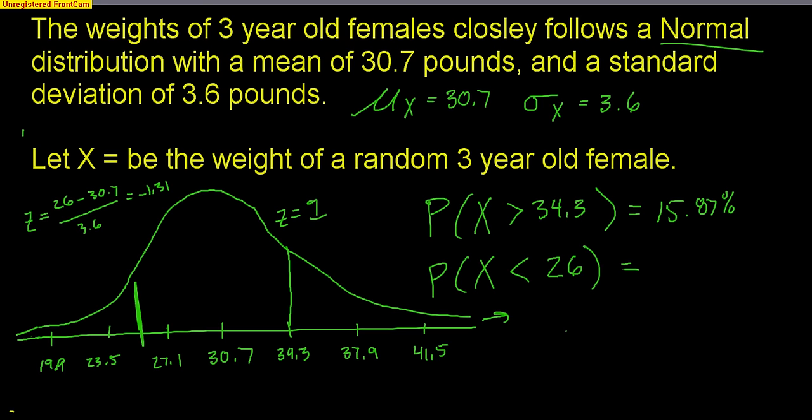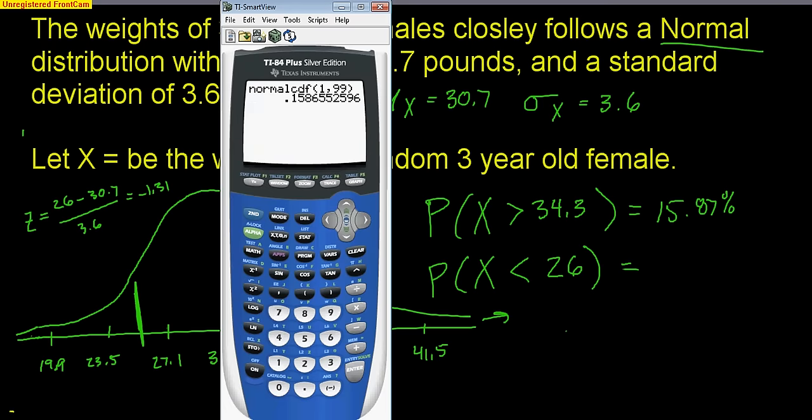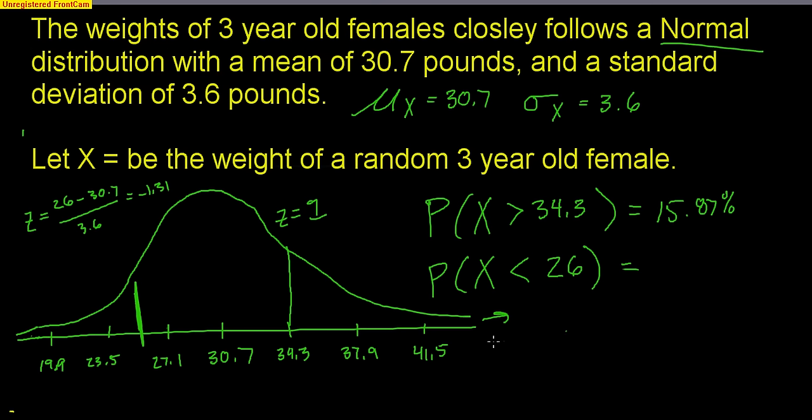So now when I go and grab my calculator here, I'm going to grab normalcdf. And remember, I want to look below. I'm going to find the probability that this girl weighs less than 26. That's going to start at negative 99, and I'm going to go up to her z-score of negative 1.31. Hit enter, and I get 9.51%. So 9.51% is the probability that I randomly grab a 3-year-old girl that weighs less than 26 pounds.